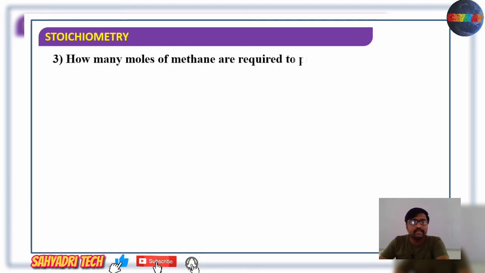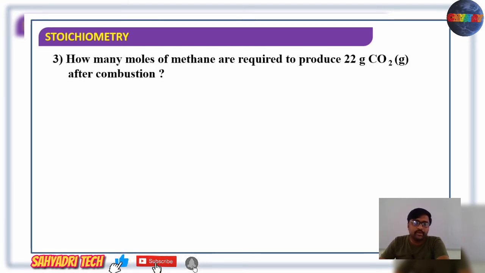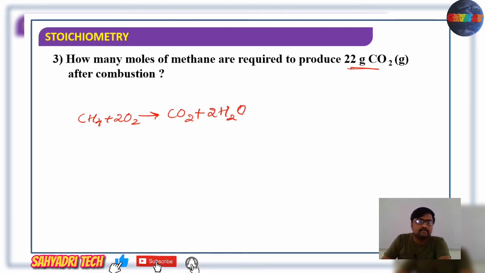Next, how many moles of methane are required to produce 22 gram of carbon dioxide after combustion? So again here also, what can I say, combustion of methane, right? CH4 plus 2O2 gives rise to CO2 plus 2H2O. So it is a balanced equation. Yes or no?